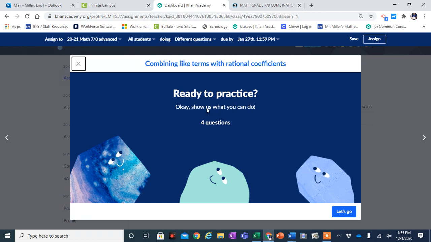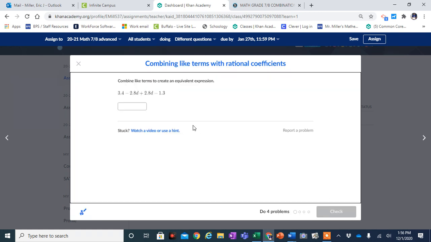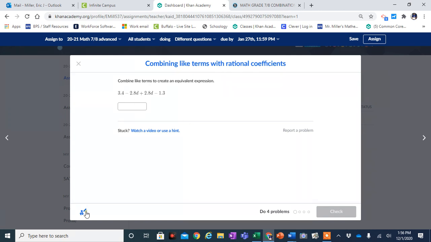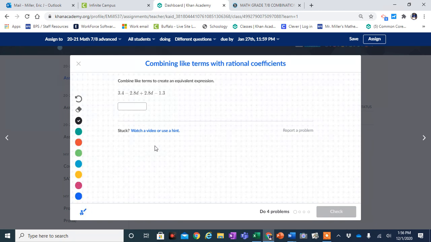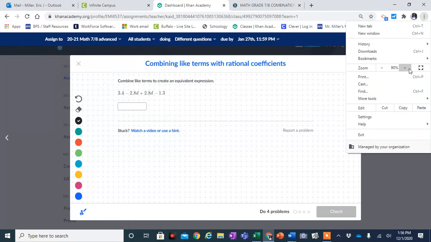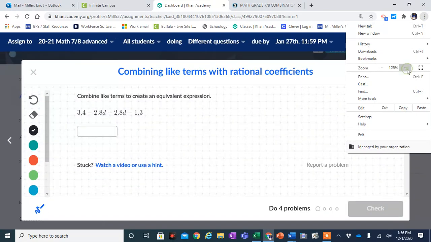Everyone, this video is on combining like terms with rational coefficients. So what you have to do here is just look at the problem that they give you and combine together the like terms. Anything that has a d can go together, anything that doesn't have a d can go together.